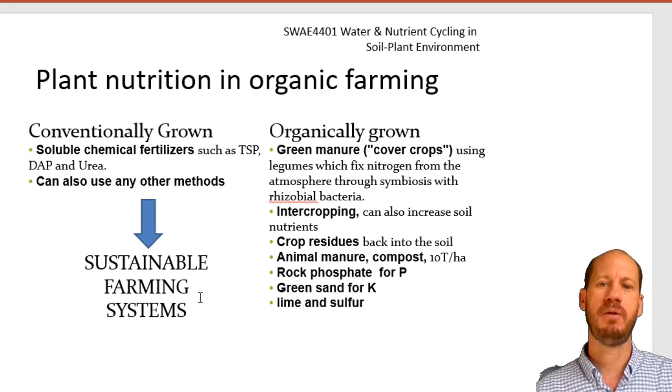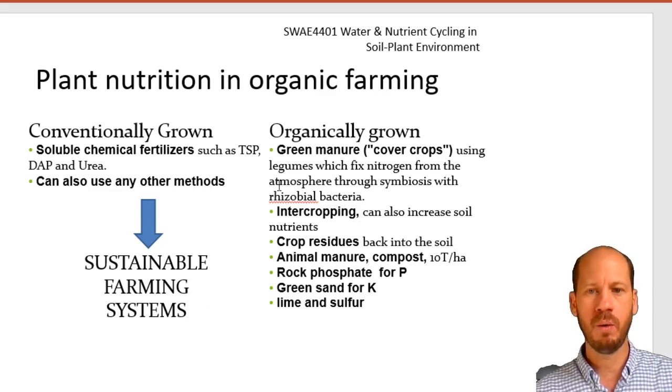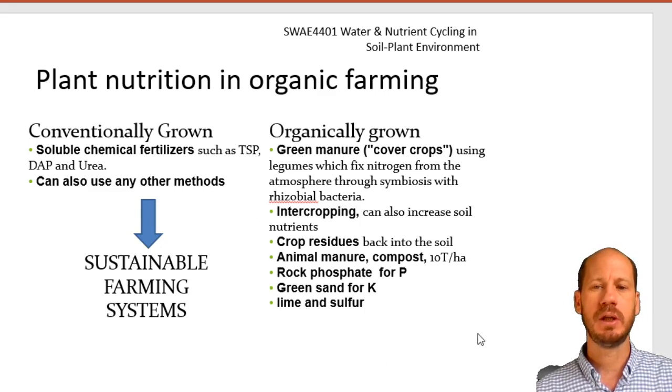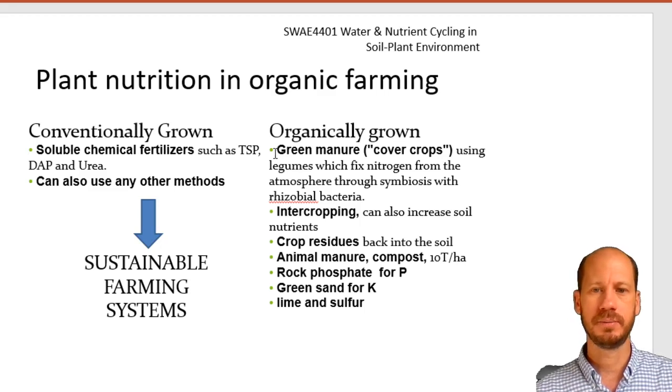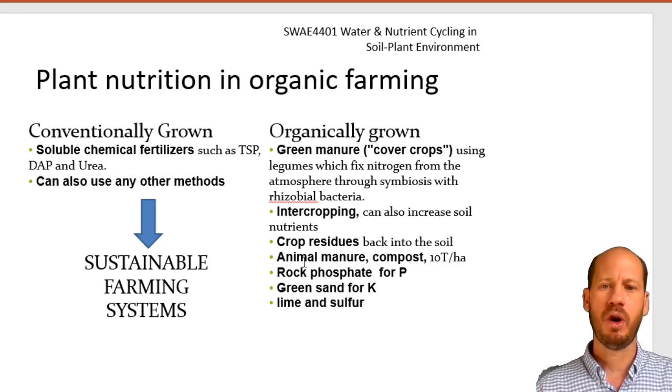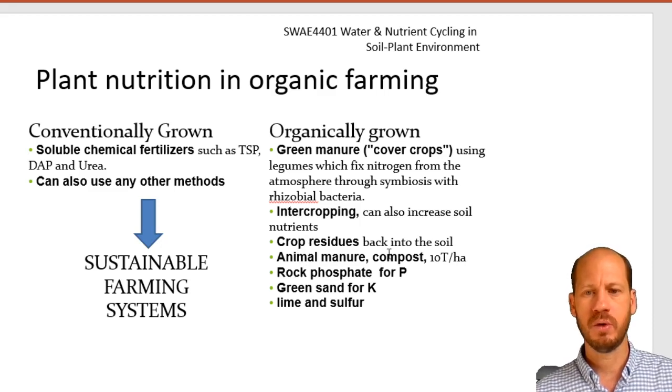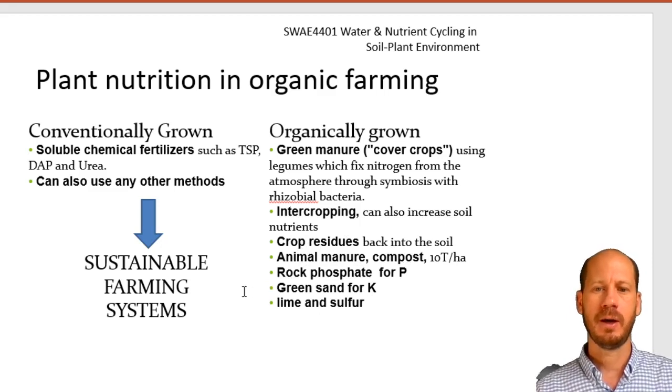Whereas if you have organic, you have to stick to and use only the methods for plant nutrition that are legally allowed for these systems. For example, green manure for nitrogen fixation from the atmosphere through symbiotic microbes and legume roots. Intercropping, for example, is very much used with legumes for fixing nitrogen. Crop residues as green manures and cover crops also return the nutrients to the soil, increase the cycling, and introduce a lot of carbon to that soil.